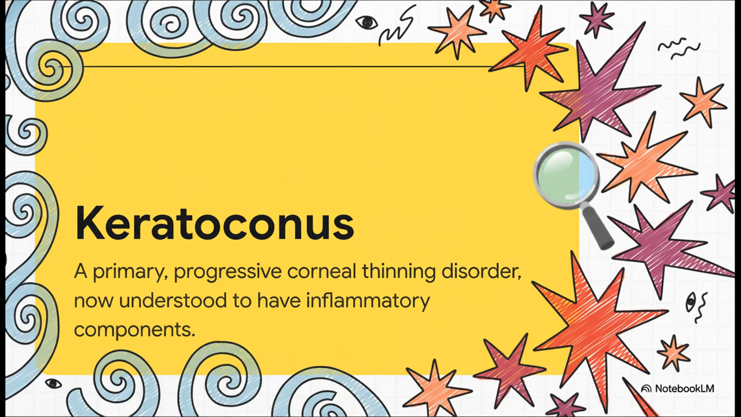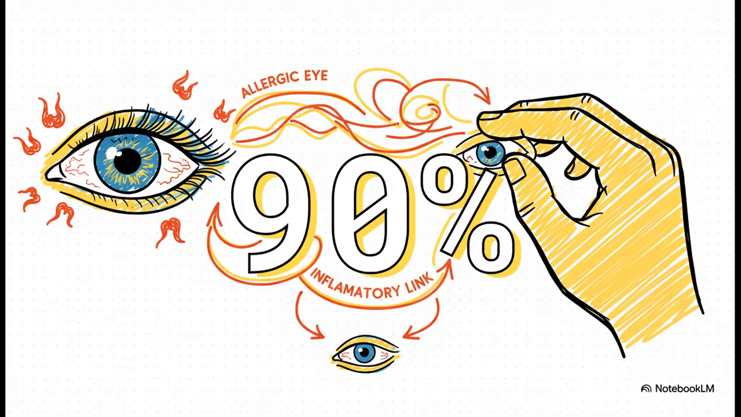Now, for decades, keratoconus was defined as being non-inflammatory. That's why you see that word historically in the definition. But our understanding has really shifted. We now know for a fact that inflammatory factors, things like cytokines and interleukins, play a huge role in its progression. And if you need proof of that inflammatory link, look no further.